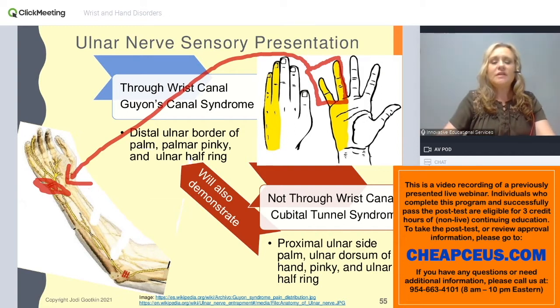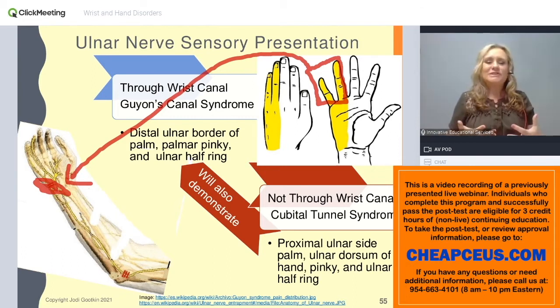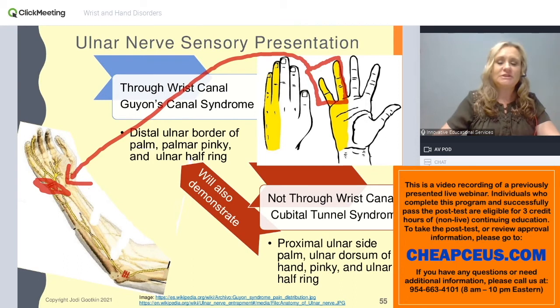So understanding the anatomy, I've always found we don't have to memorize the clinical presentations. If we just understand where the anatomy is, it allows us, or me anyway, to more readily digest the clinical presentation of the patients.